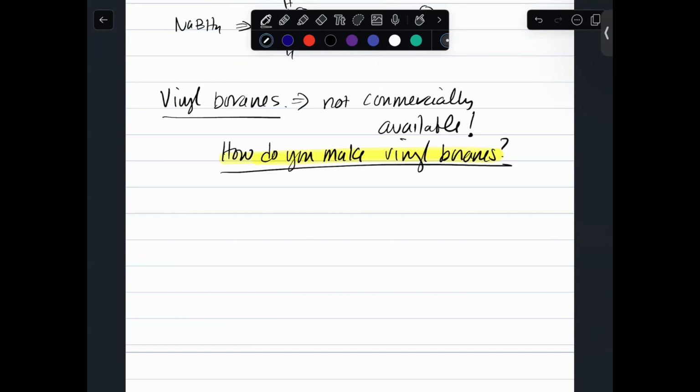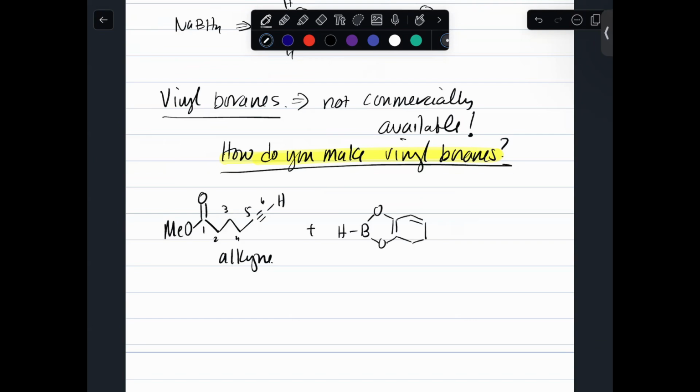Okay, so in our research group, we typically form our vinyl boranes from an alkyne. And this is just the general reaction. And so this is exactly how a lot of groups do this. We start with an alkyne and we treat it with a borane. And the most popular borane out there is catechol borane.